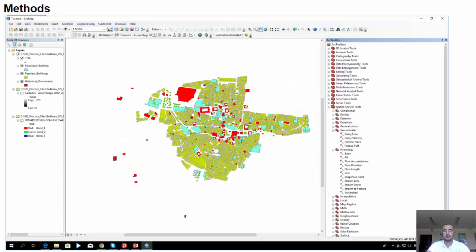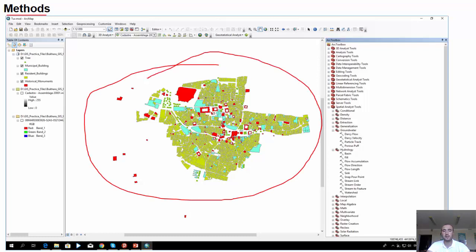In this map, you can see the historic center of Bukhara, and it's separated into three categories. For example, the red one shows historical monuments, the green one shows residential buildings, and lastly, the blue one shows municipal buildings.